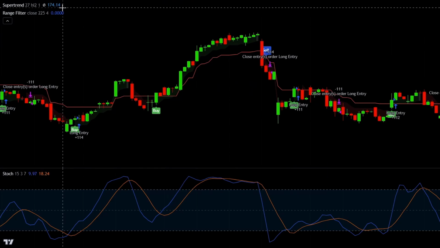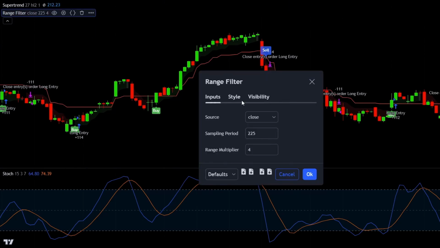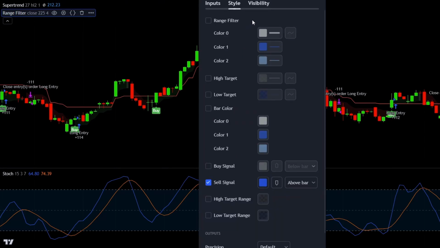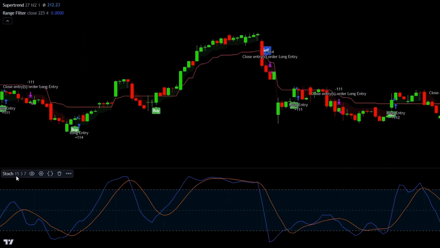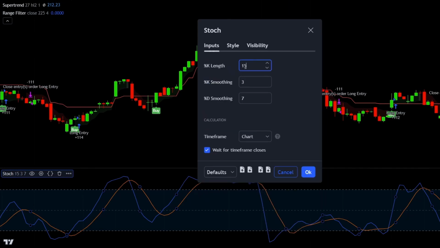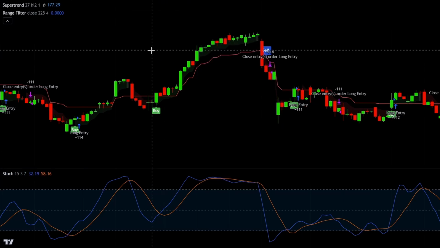Next open up the range filter, set its sampling period to 225 and the range multiplier to 4. Then switch to the styles tab and uncheck everything except the sell signal, as this indicator is our exit signal indicator in this strategy. Finally, open up the stochastic, set the percentage K length to 15, the percentage K smoothing to 3, and the percentage D to 7. And with that, now you have all of the indicators needed correctly set up on your chart.